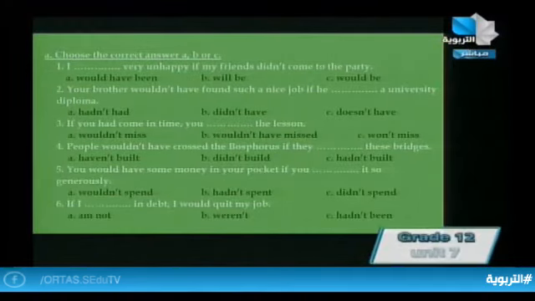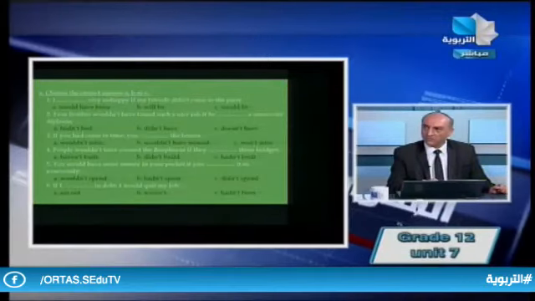So here we have wouldn't spend, hadn't spent, or didn't spend. The correct answer here is hadn't spent. The last one: would have some money. Would have. So here we've got didn't spend.